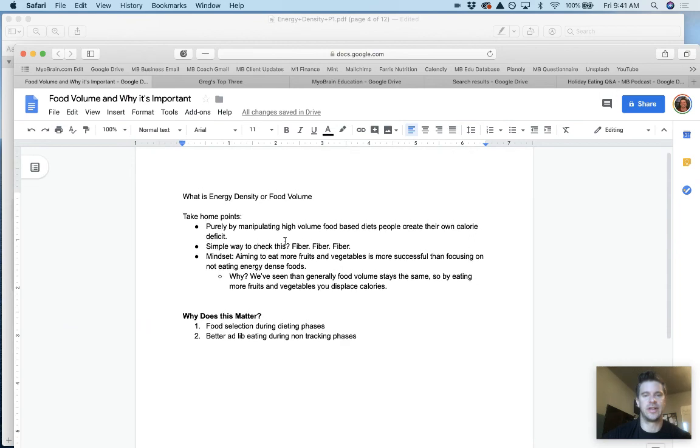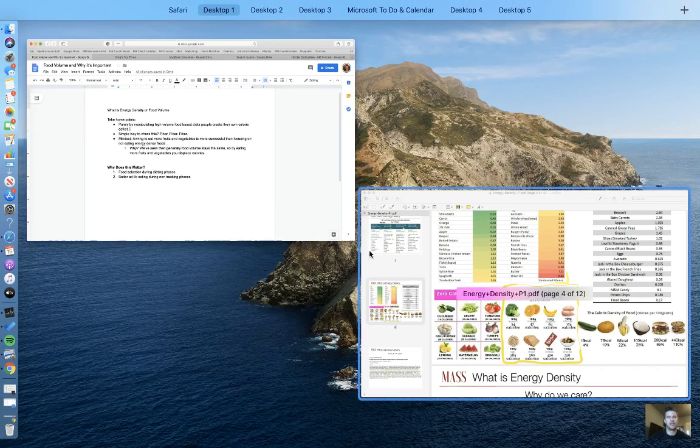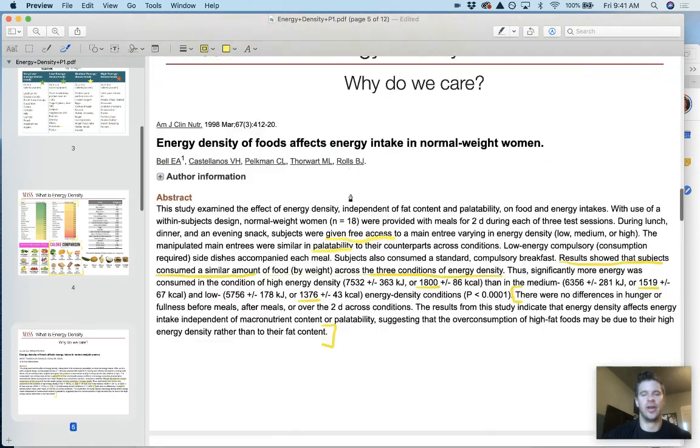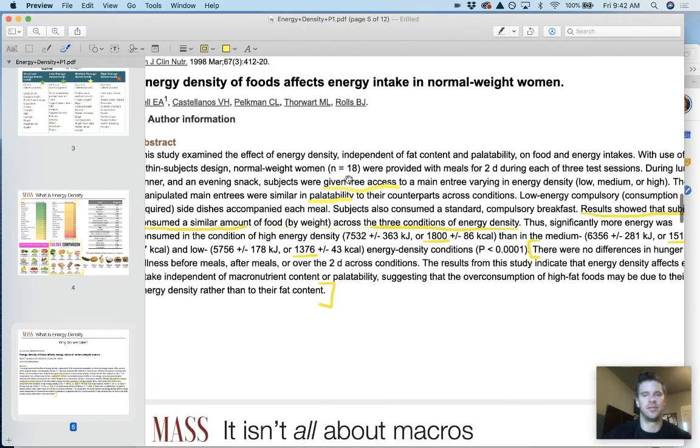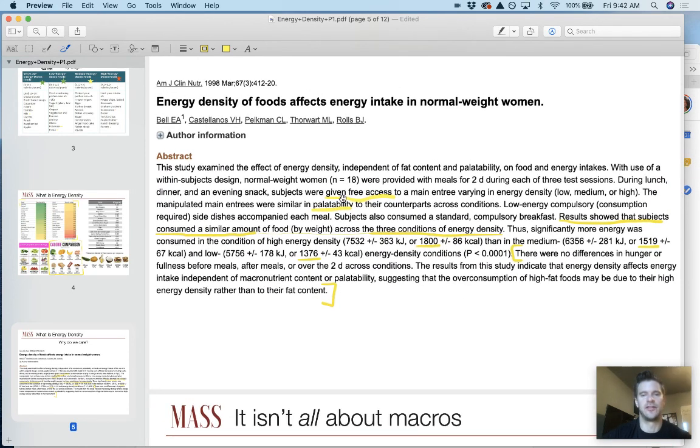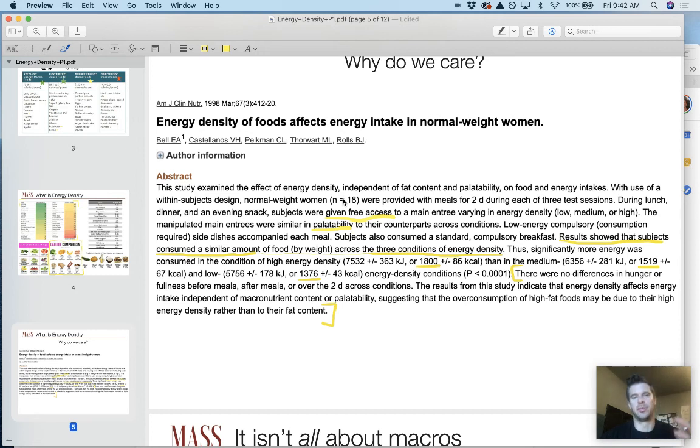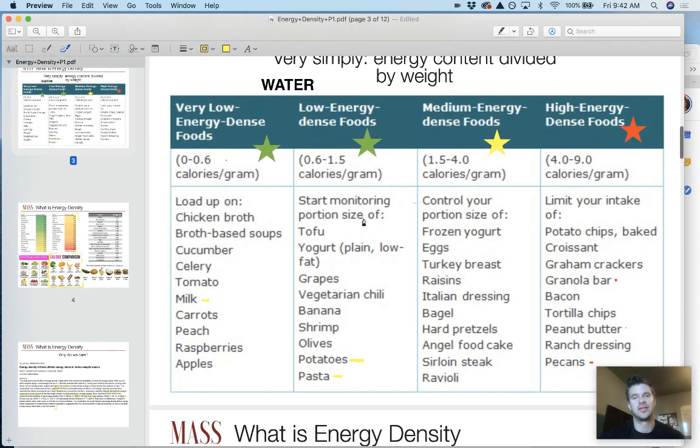Going back to my other Word document here, let's actually go over the study really quick. This was a really cool study and it caught my eye to share with you guys, so I'll briefly go over this and why it was important. They took a pretty small sample size, but it falls in line with other things that we know. So 18 women were given free access to 3 different types of foods, right? There was a low energy dense group, medium energy dense group, and high energy dense group. Think of this green group as a group, yellow as a different group, and red as a different group. There's a bigger variety of foods, but that's essentially what you can think of as the 3 groups.